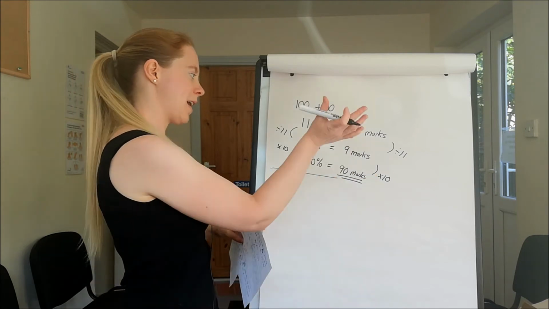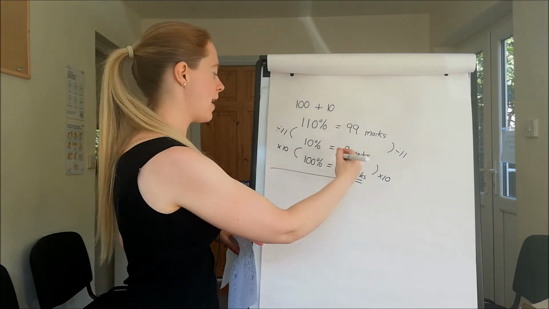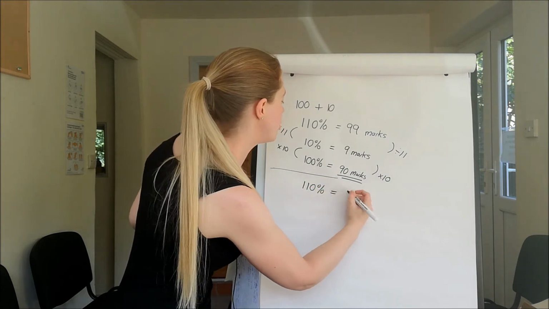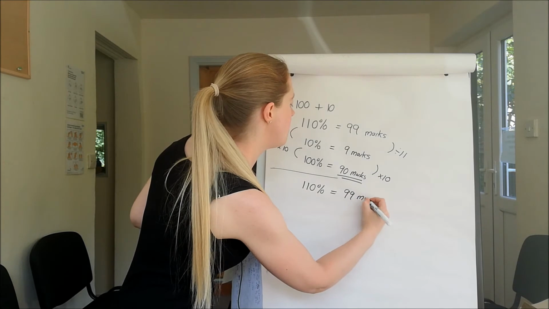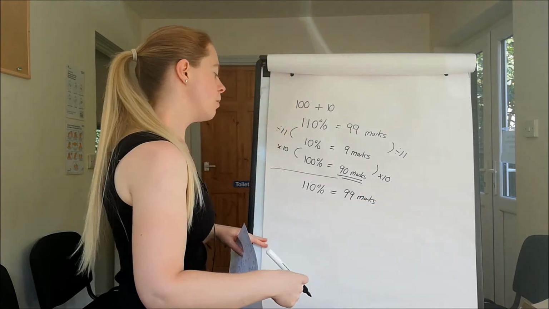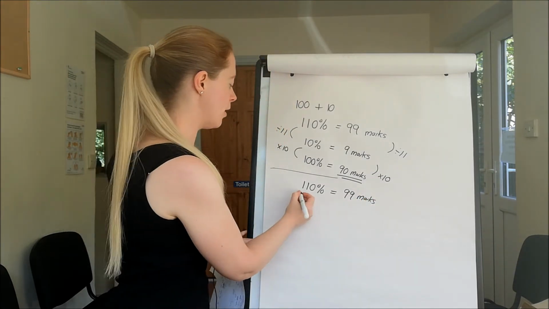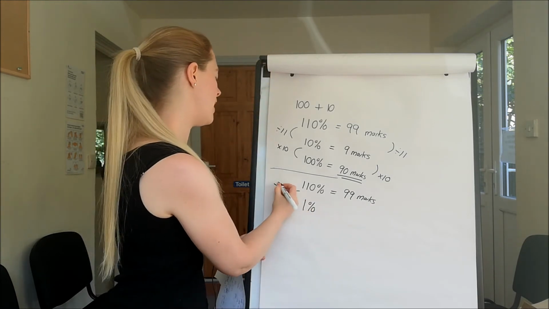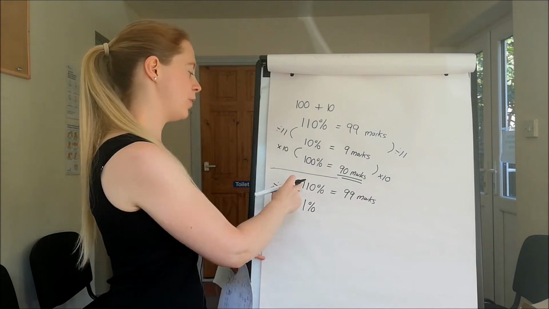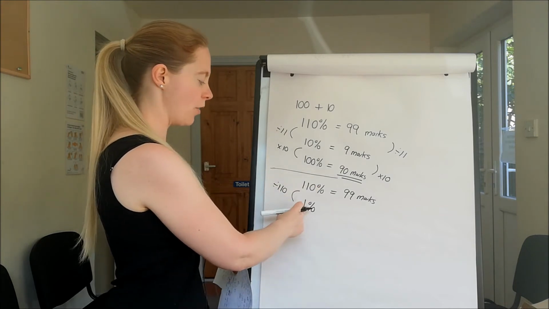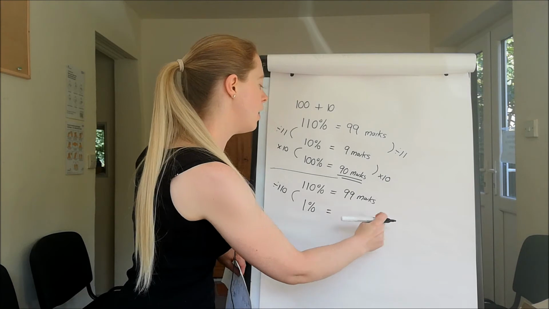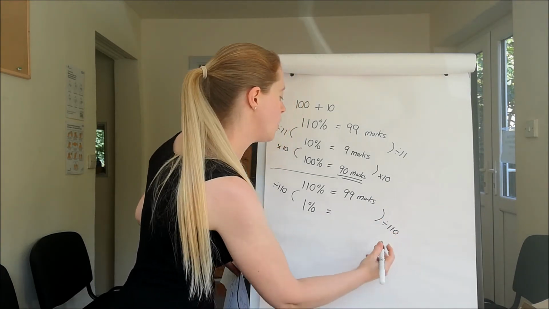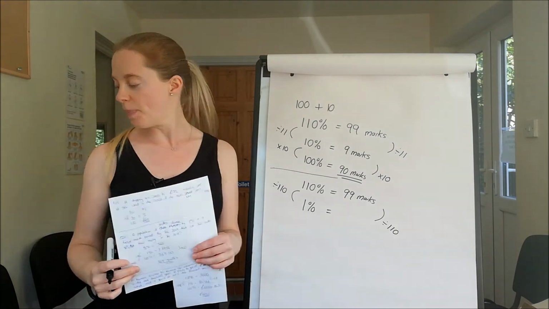So again, we would ask ourselves the question, what percent do I have here? Which would be the same starting point as before. So 110% equals 99 marks. But this time, if we had a calculator, we could just come all the way down to 1% there by dividing by 110. So if we divide that by itself, we get 1%. And so we have to divide that by 110 as well to keep the sides balanced.